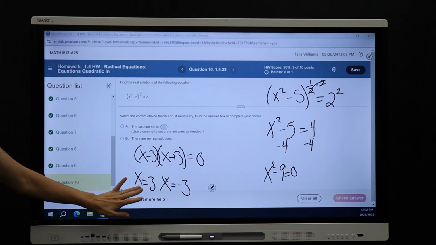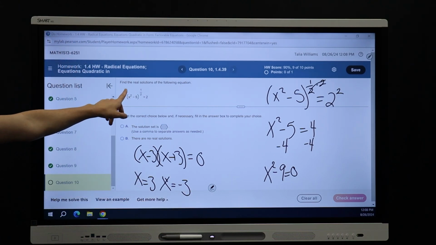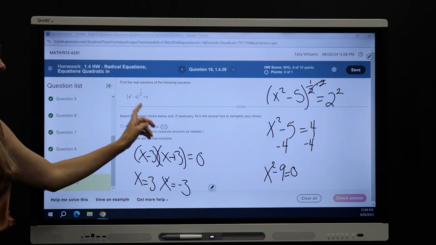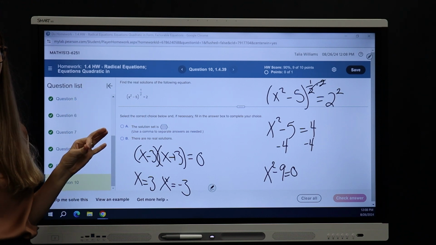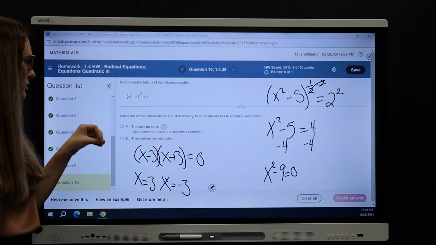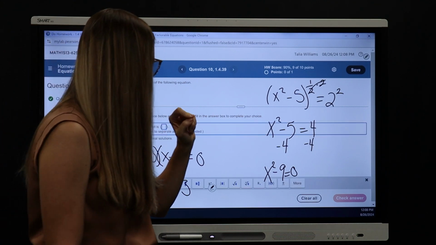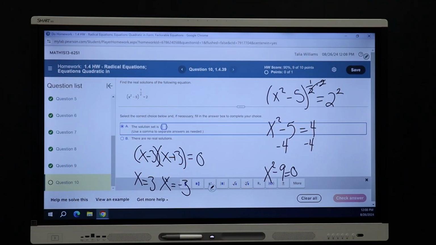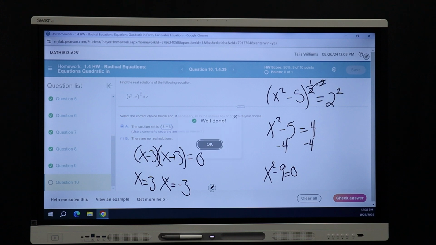We can check this. So 3 squared is 9. Subtract 5 is 4. Square root of 4 is 2. Negative 3 squared, that'd be negative 3 times negative 3, which is positive 9. Subtract 5 is 4. Square root of 4 is 2. So there's 2 answers to this. 3 and negative 3.